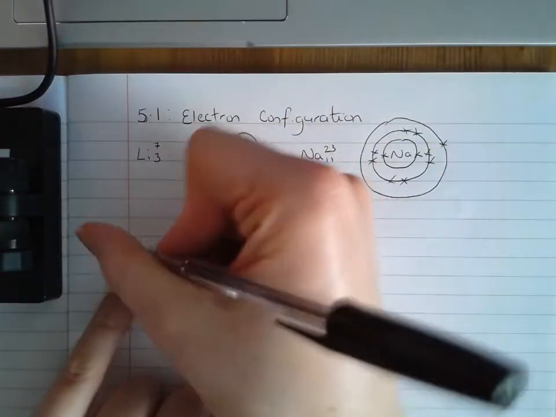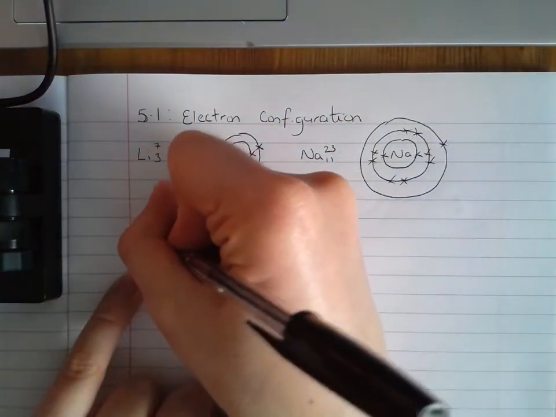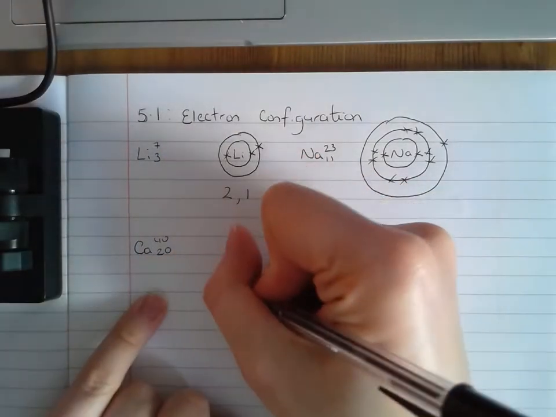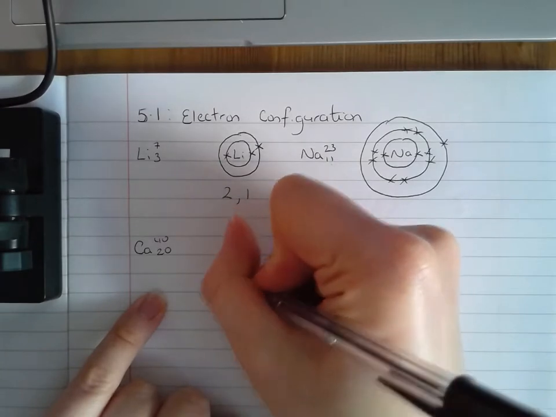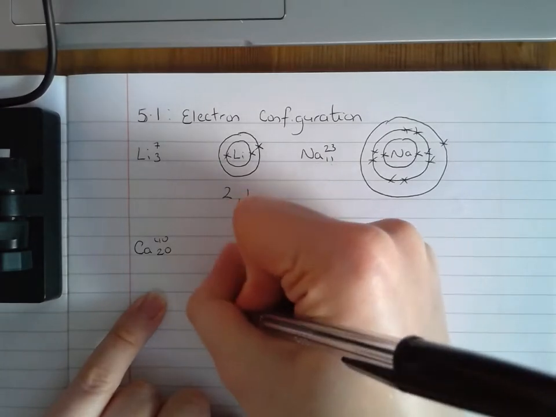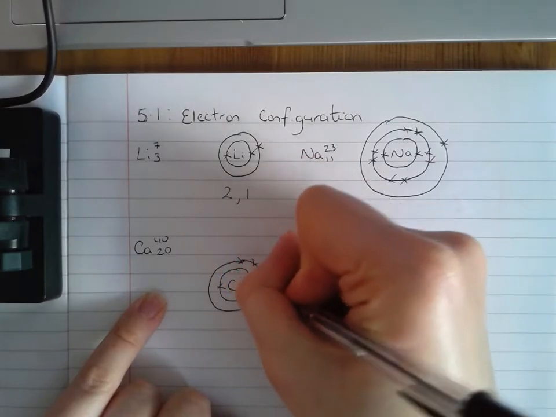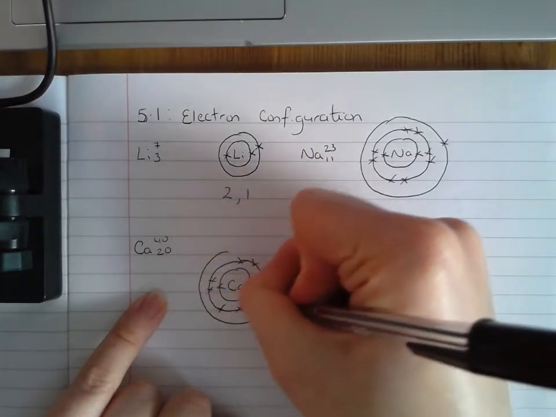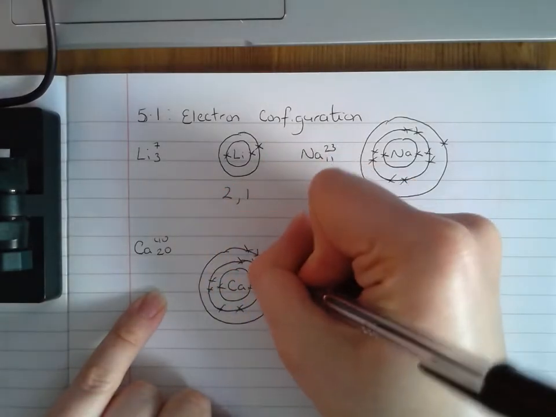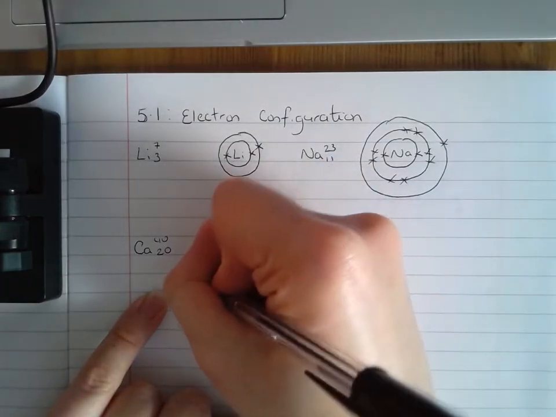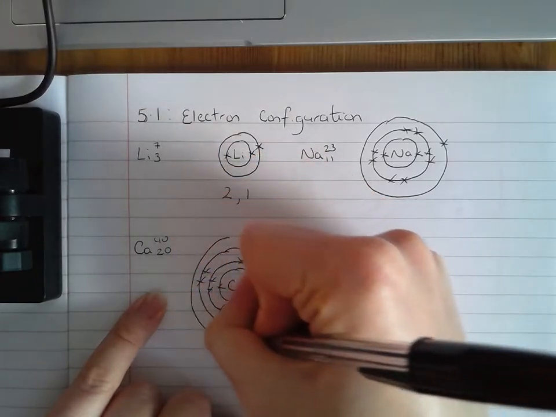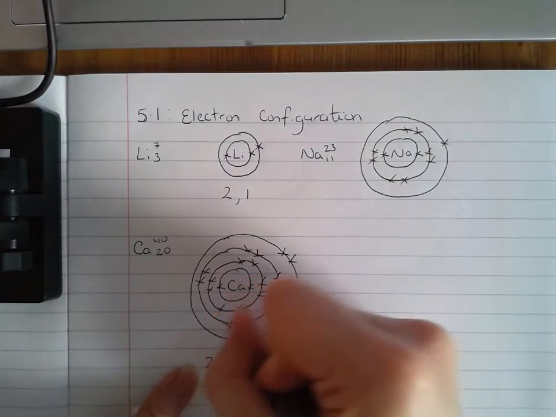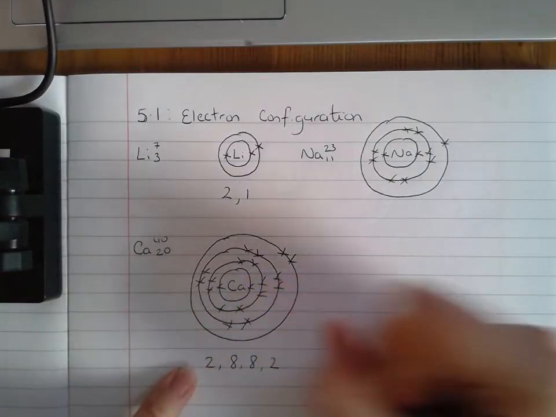If I were to draw calcium, which is the biggest element you would have been asked to draw at GCSE, I've got 20 electrons to assign. I'm going to put 2 electrons in the first shell and 8 electrons in the second shell. 2 and 8 is 10, so I've got another 10 electrons to go. I'm going to put another 8 electrons into my third shell, and then I'll need to draw a fourth shell for the final 2 electrons, and I would write that as 2, 8, 8, 2.